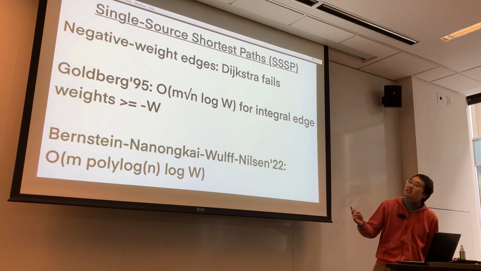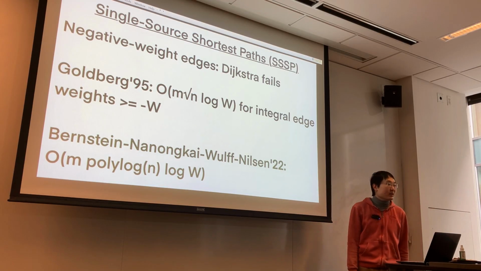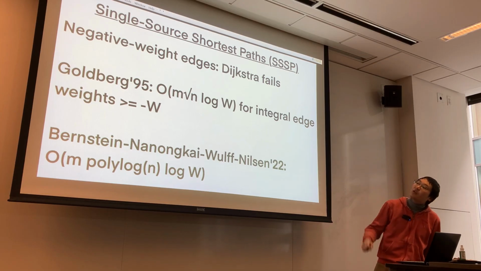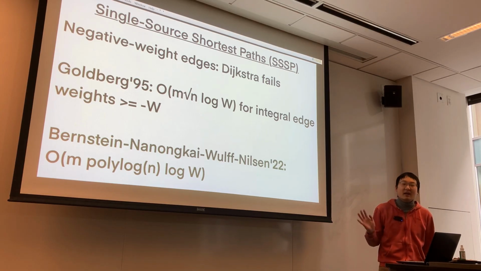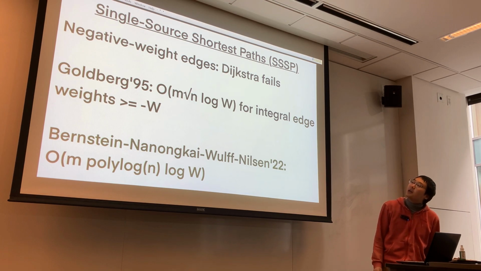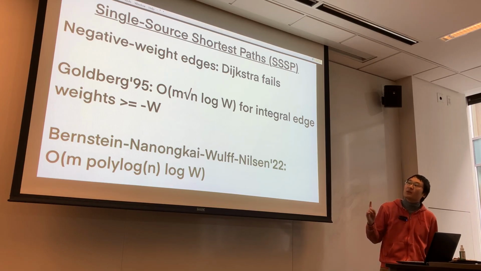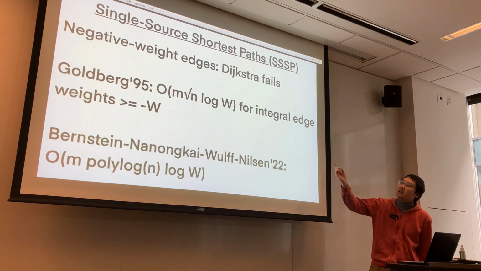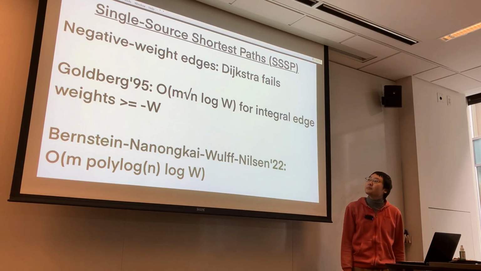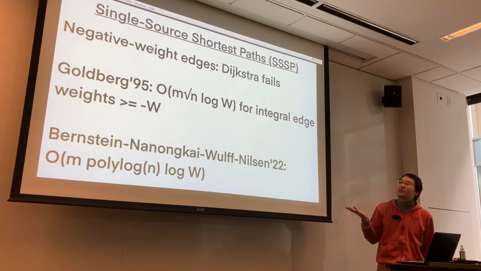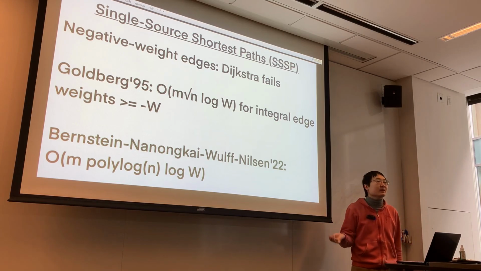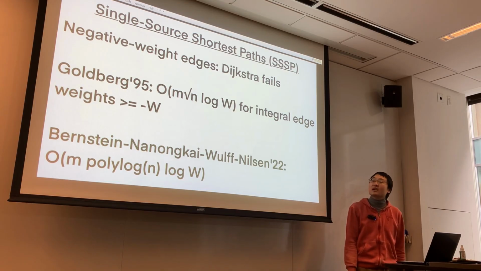The previous state of the art before this recent line of breakthroughs is by Goldberg. He got an m root n, again without log factors, but this is for the setting of integral weights. This is the setting when weights are integral and all weights are at least minus W. So there's no bound on the positive weights. It turns out that very large positive weights do not really affect this algorithm, but very large negative weights do.